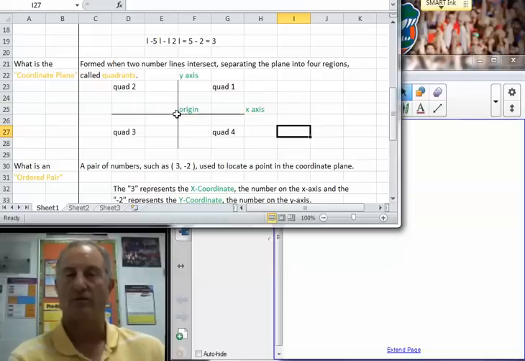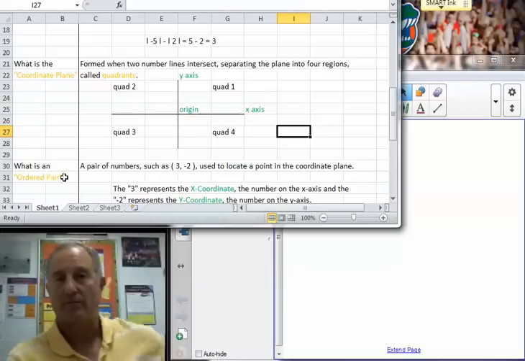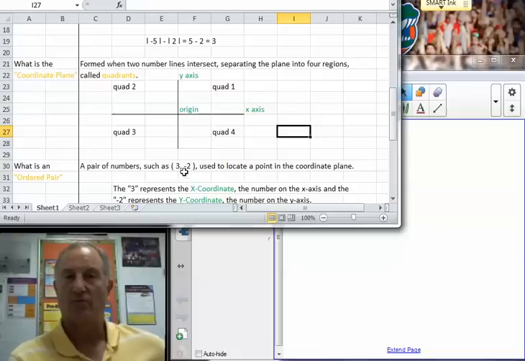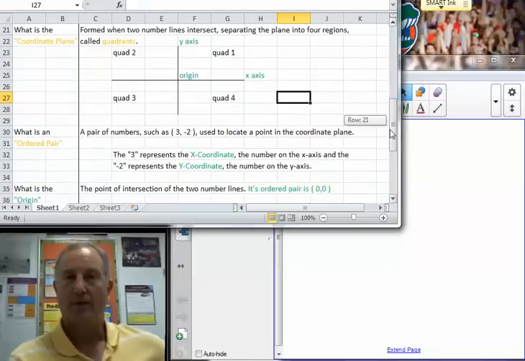I should also tell you that when we talk about an ordered pair, it's a pair of numbers such as 3, negative 2, and they're used to locate a point on the coordinate plane. Now in that ordered pair, the 3 represents the x-coordinate. So it's telling you where on the x-axis it is. If this origin is 0, 0, to the right, like a ruler, is going to be positive. So that'd be positive 1, positive 2, positive 3. And it would be negative 1, negative 2, negative 3 going to the left.